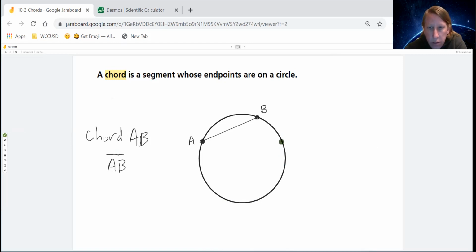What if I go closer to the edge of the circle? What happens to the length of the chord? The closer I get to the edge of the circle, the smaller that chord gets, right? So chord AB is a little bit longer, and this one's a little bit shorter. I could call this DE.